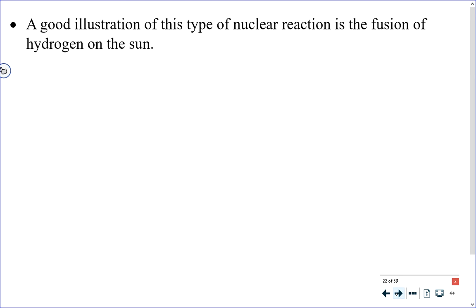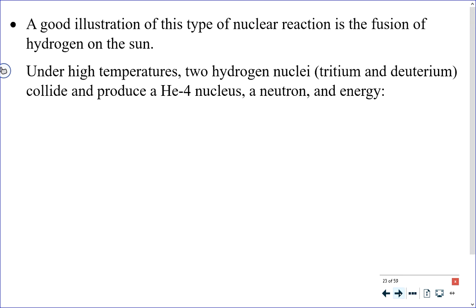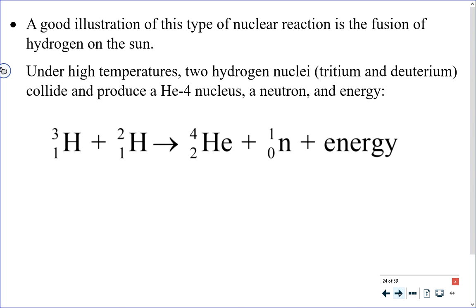A very good example of this is one of the fusion reactions that occurs on our sun and on most stars, which is the fusion of hydrogen. There are other fusion reactions going on in the sun as well, but this is the fusion reaction that starts the whole process. Under very high temperature, you can get two different isotopes of hydrogen, specifically hydrogen-3 and hydrogen-2. Hydrogen-3 is sometimes called tritium, and hydrogen-2 is sometimes referred to as deuterium. So if you happen to run across those words, they're just another way of saying hydrogen-3 and hydrogen-2.